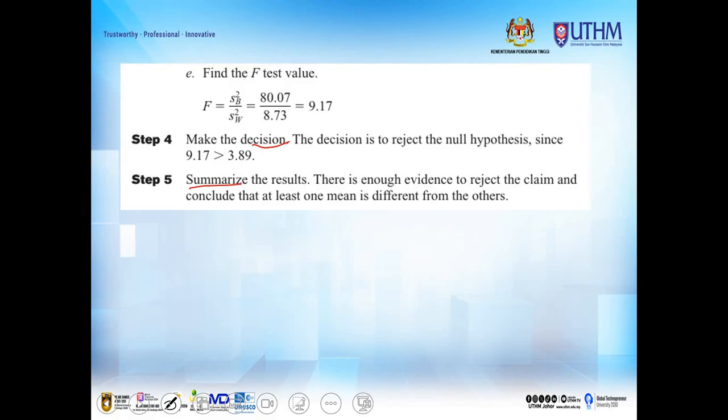So now you can make a decision, test value compared with the critical value. As your test value is greater than the critical value, the decision is reject the null hypothesis. And your summary is there is enough evidence to reject the claim and conclude that at least one mean is different from the others.